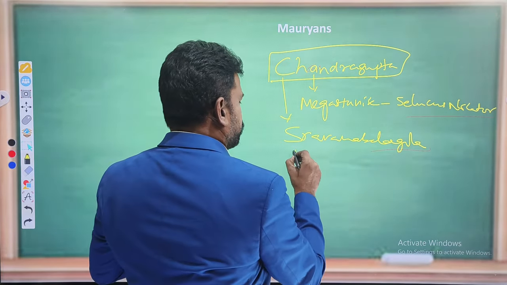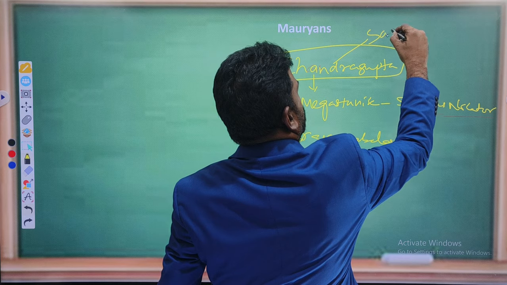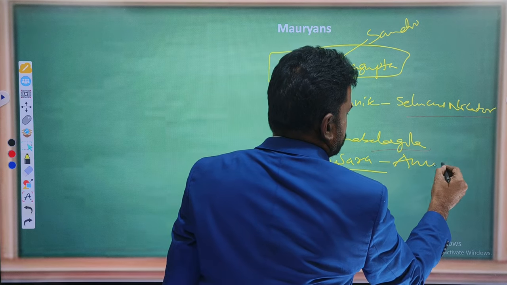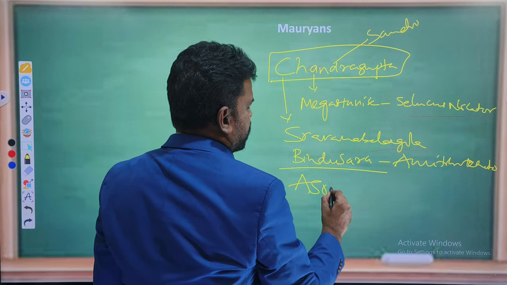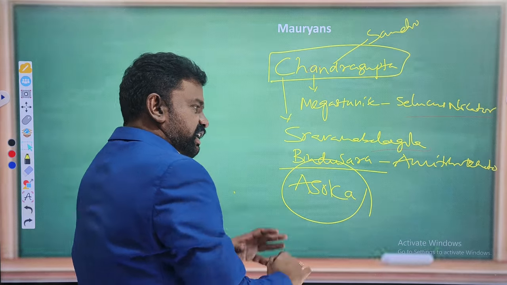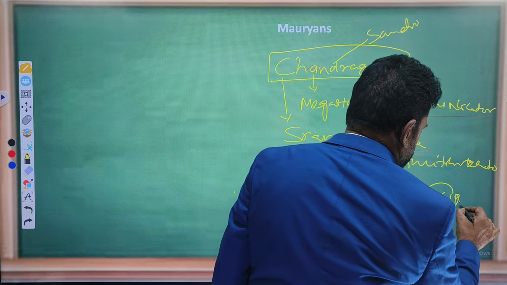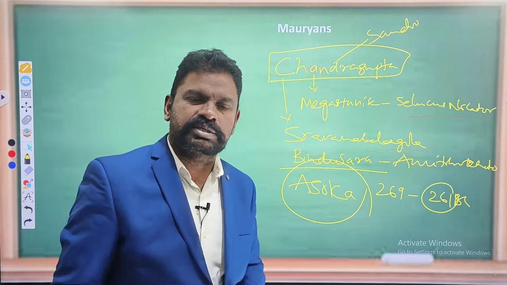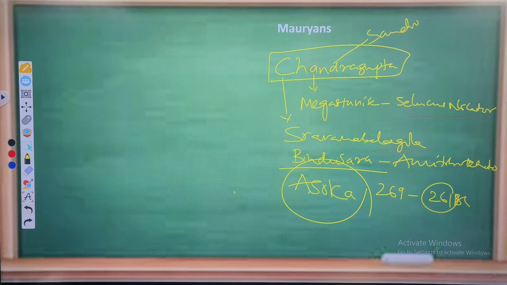After Chandragupta Maurya, Bindusara ruled. Chandragupta Maurya is called Sandrocotus, and Bindusara is called Amitrokotas or Amitragata. After this came Asoka, the great ruler in the entire Indian history. He came to the throne in 269. In the ninth regnal year, 261 BC, he waged the Kalinga War. After the Kalinga War, he stopped all wars and followed dharma. He introduced the dhamma policy.